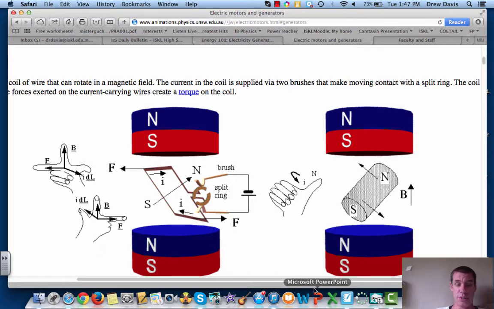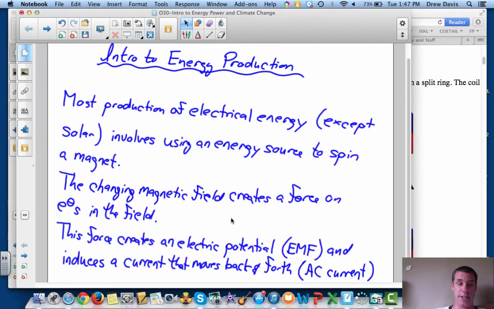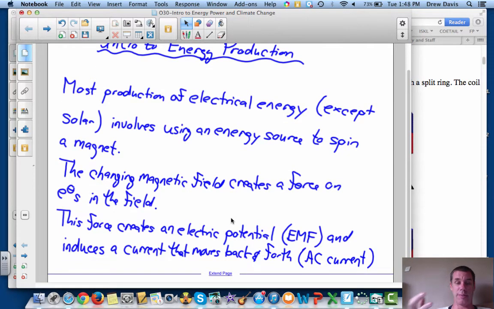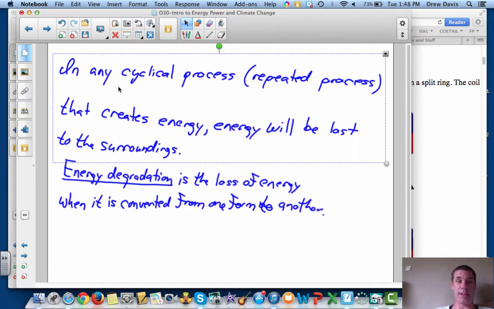Okay, so what are we doing with this electricity? Well, we've created a force, and that force creates a voltage, and so now we have electricity. And here's the problem.